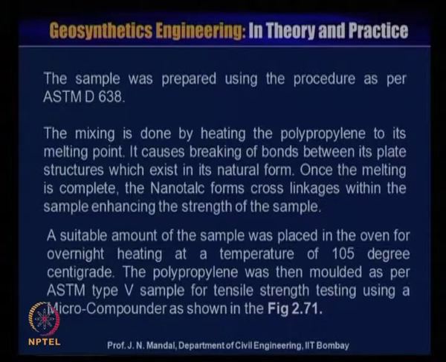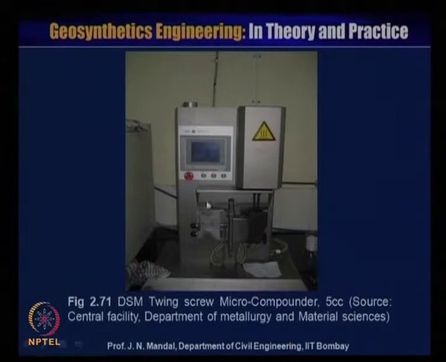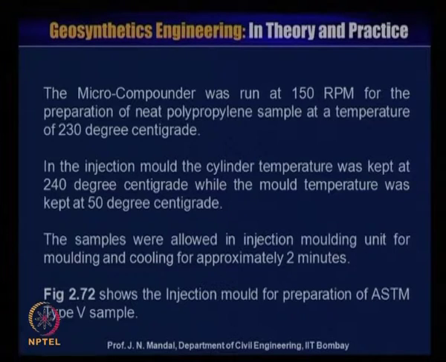as shown in this figure. So this is the DSM twin screw microcompounder. This is from the central facility of the Department of Metallurgy and Material Science. This microcompounder was run at 150 RPM for the preparation of the neat polypropylene sample at a temperature of 230 degrees centigrade. In the injection mold, the cylinder temperature was kept at 240 degrees centigrade, while the mold temperature was kept at 50 degrees centigrade. The samples were kept in the injection molding unit for molding and cooling for approximately 2 minutes.